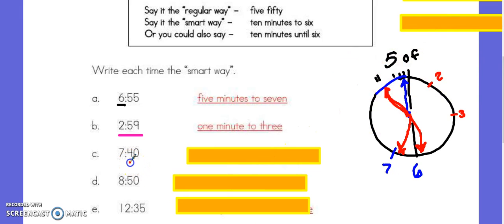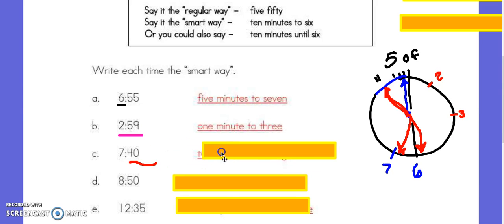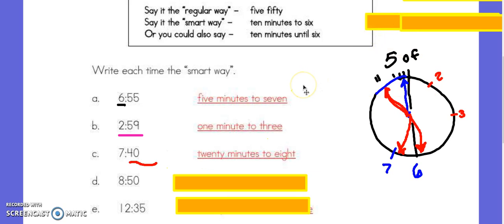Same thing with the 20-minute marker. We're 20 minutes until the next hour. Not 20 minutes till 7. We're 40 minutes after 7. And since we've crossed over that side of the clock, our mind needs to cross over that way too. We're 20 minutes until the next hour of 8 o'clock.